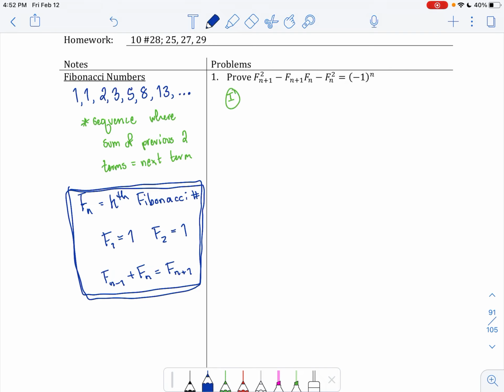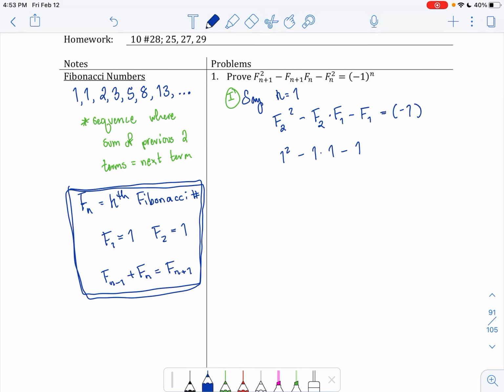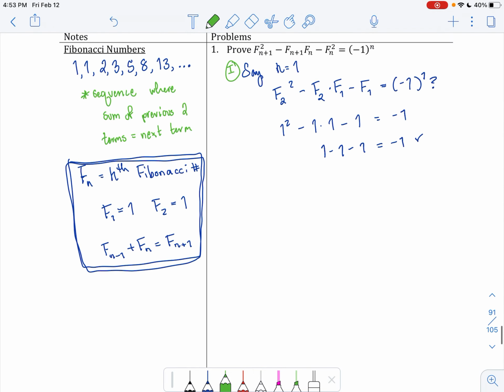So we're always going to start with that first idea, and we're going to say that n is equal to 1. So that means F of 2 squared minus F of 2 times F of 1 minus F of 1 squared, since n plus 1 is 2. Using the rigorous definition, we know that F1 is 1 and F2 is 1. So 1 squared minus 1 times 1 minus 1. And the question is, is this equal to negative 1 to the first, because n equals 1? Well, this is 1 minus 1 minus 1, which is indeed negative 1. So we know it's true for n equals 1.